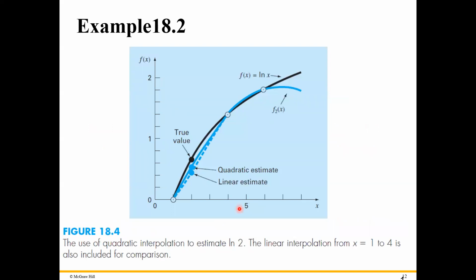So in this case, what we have seen over here is that this is one value, this is another value, and this is the third value. From these, we have found the curve, which is shown by the blue line. And from the linear interpolation, we have found this value. From the quadratic interpolation, we have found this value. And this quadratic estimate is much closer to the true value in this case.